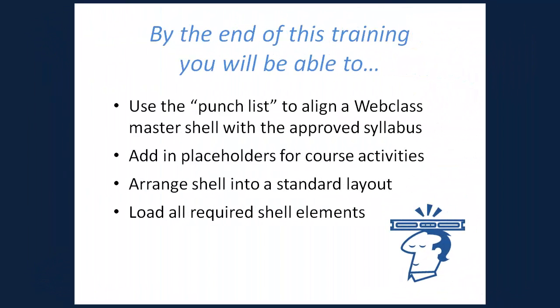I'm going to walk you through these first steps that we need to accomplish in order to complete the punch list for each master shell. This will be a first adjustment of content from our initial skeletal structure. You'll be bringing the shells into a standard layout, adding in placeholders, and loading in some of the new required elements. One of the most important of these is entering assignment placeholders in order to actively align the online gradebook with the course's approved syllabus.